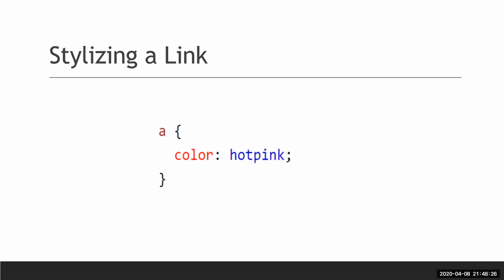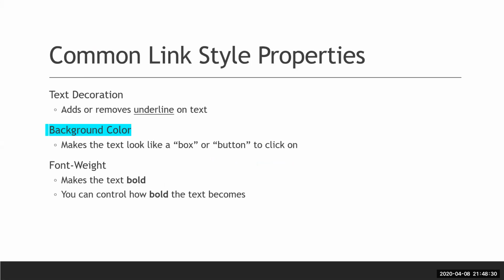What's commonly used for styling links besides color is text decoration, where you can control whether or not something has an underline to it, a background color where you can make it look like it has a box or a button to click on, and font weight, where you can make the text bold or you can control how bold the text becomes. So you can actually control how thick the boldness is.